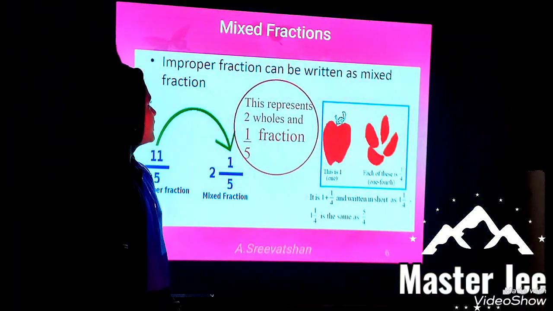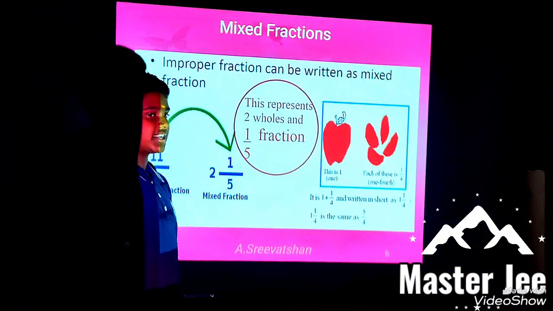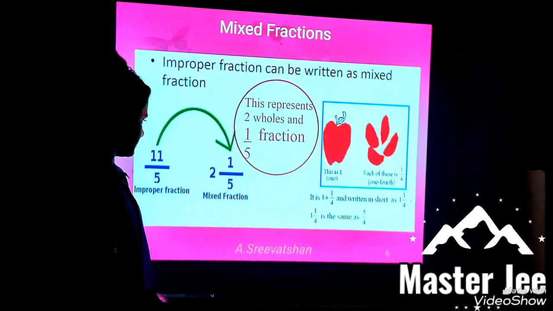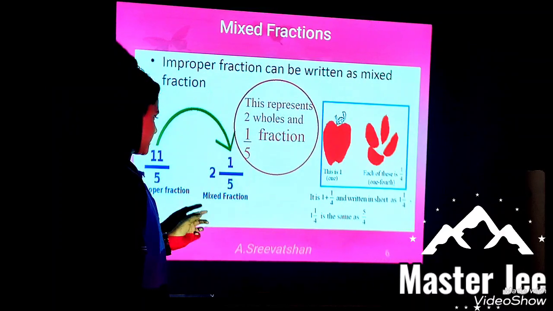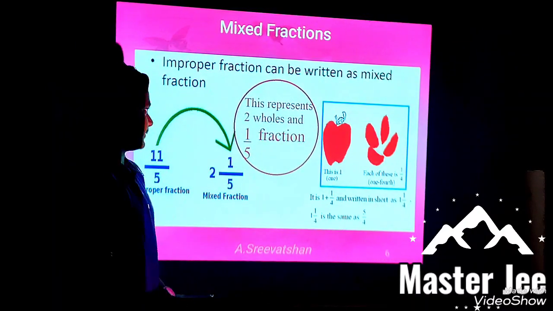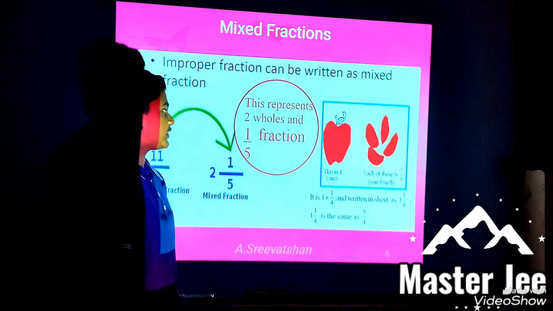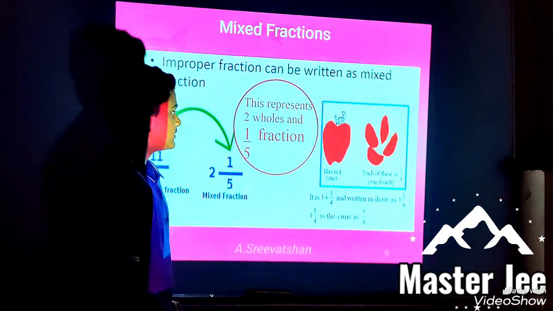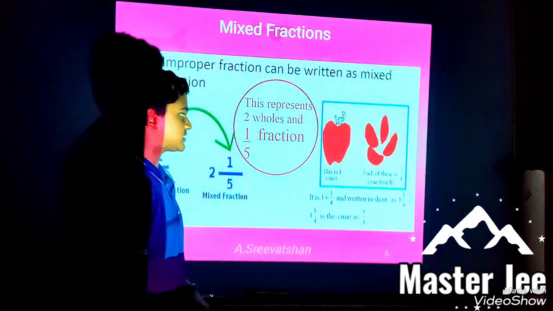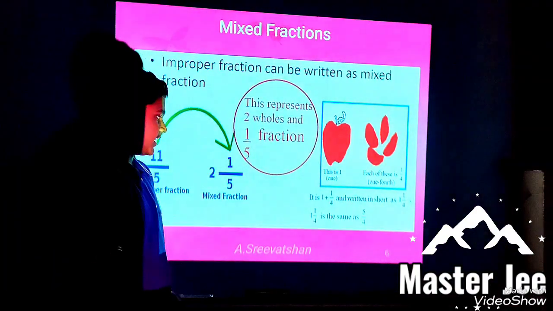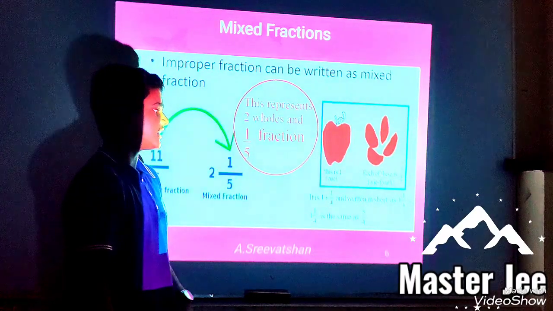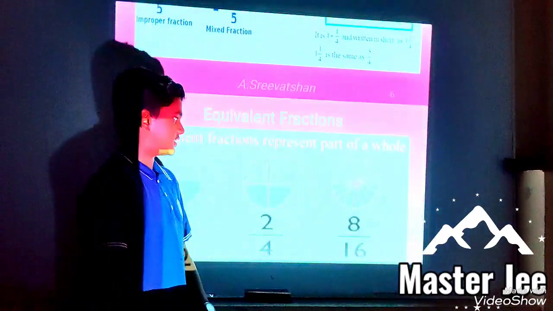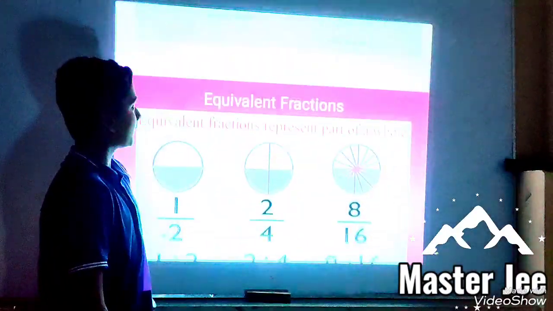Mixed fractions. Improper fractions can be written as mixed fractions. Here 11/5 is an improper fraction. We can write it as a mixed fraction, 2 1/5. This represents 2 wholes and 1/5 fraction. This apple picture is 1. Each of these represents 1/4. It is 1 plus 1/4 and is written in short as 1 1/4. 1 1/4 is the same as 5/4.